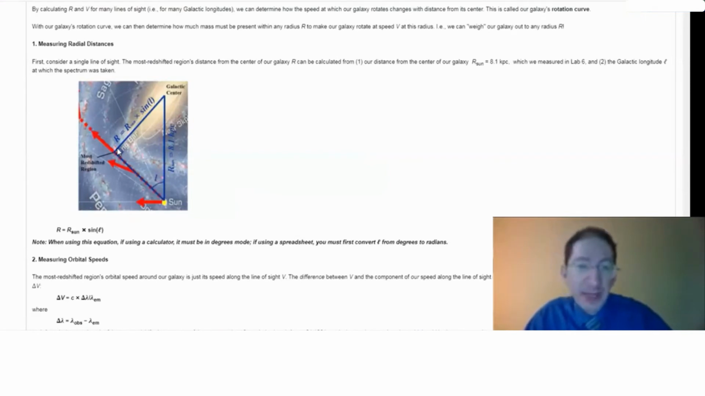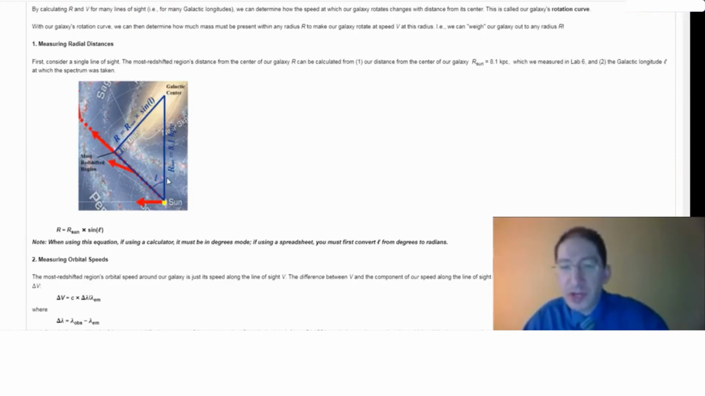Let's begin by measuring distances. In the previous lab, we measured the distance between the Sun and the center of the galaxy, and it was approximately 8.1 kiloparsecs. That's the length of the hypotenuse of this triangle. This angle here is the galactic longitude of this particular line of sight. Consequently, this side of the triangle, the distance of our special region from the center of the galaxy, is 8.1 kiloparsecs times the sine of the galactic longitude.